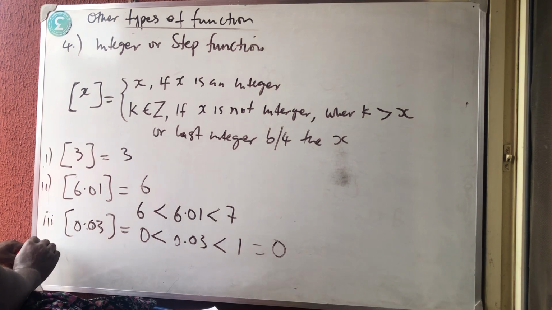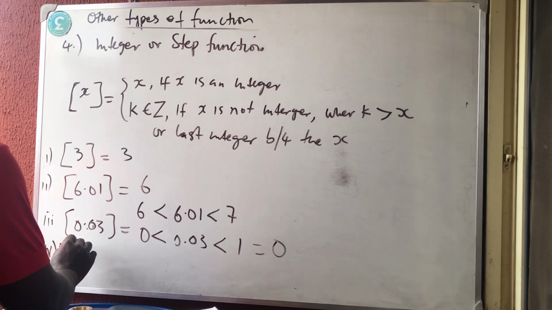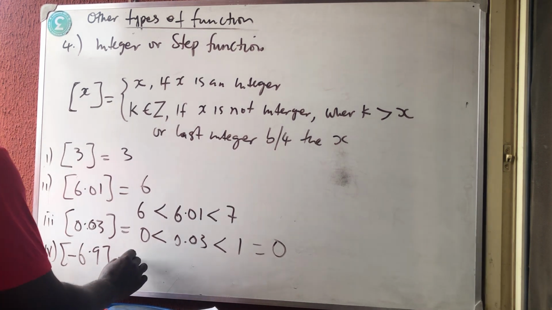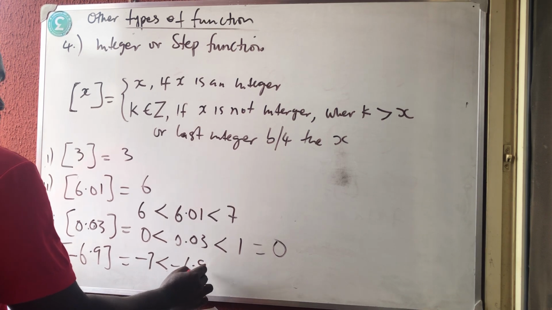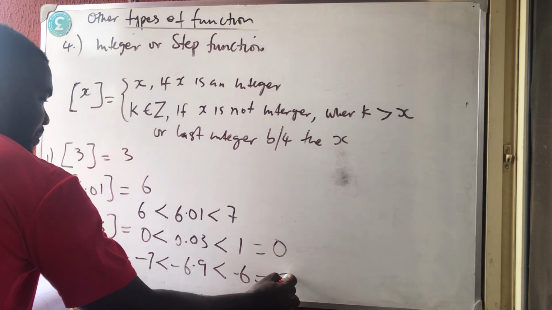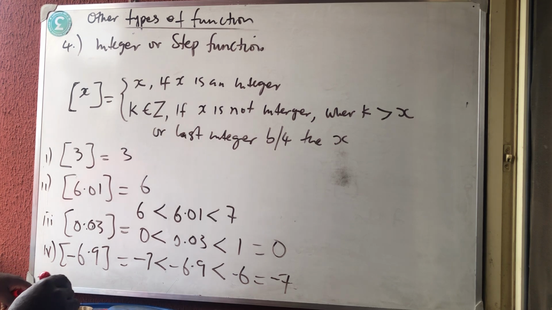Look at the next one: minus 6.9. Minus 7 is less than minus 6.9, which is less than minus 6. So which one are you taking now? Minus 7, which is the lesser number. So that is that. I think we are okay for this.